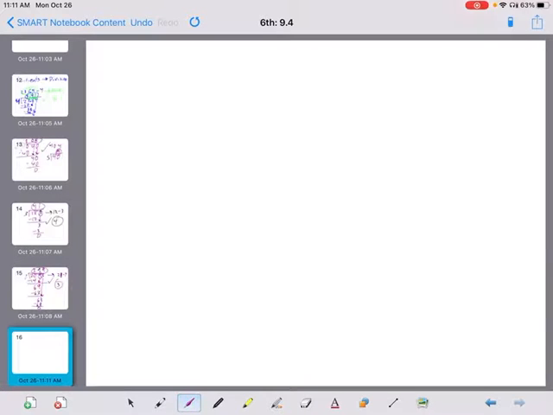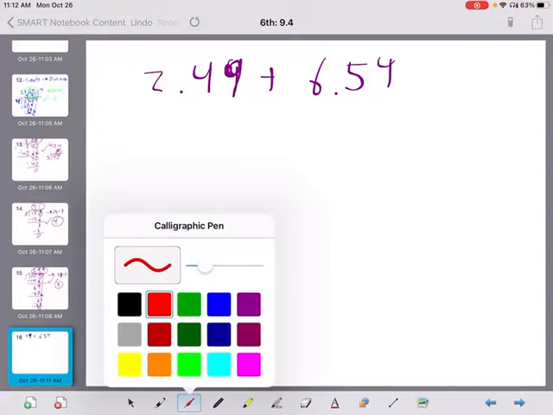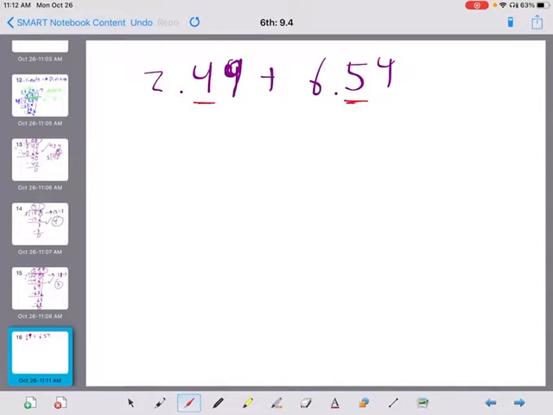All right, last section, last part, page 72. We're estimating sums by rounding to the nearest tenth. So it says estimate the value of 2.49 plus 6.54 by rounding to the nearest tenth. So we look at the tenth here, which means we're looking at the next number afterwards to know what we're rounding to.